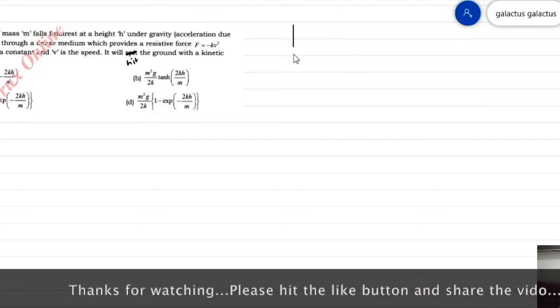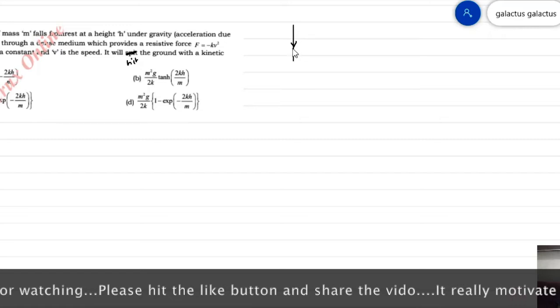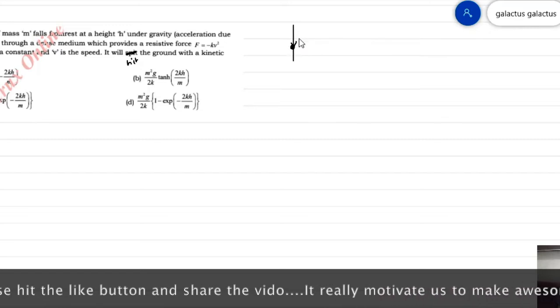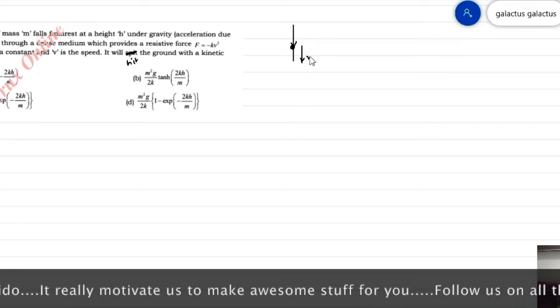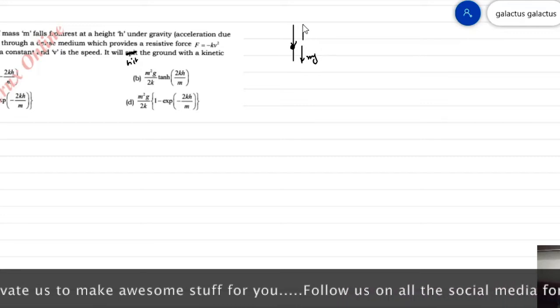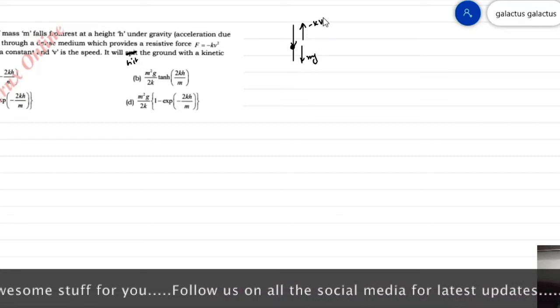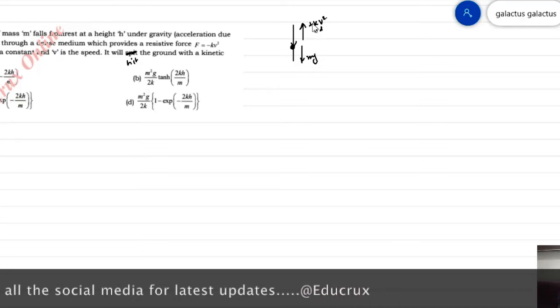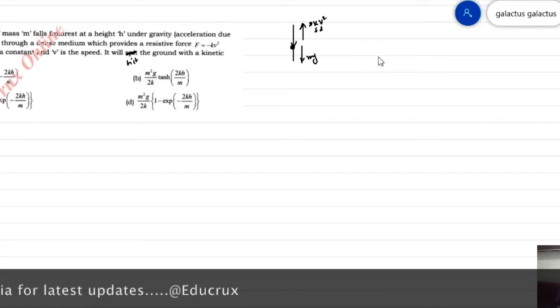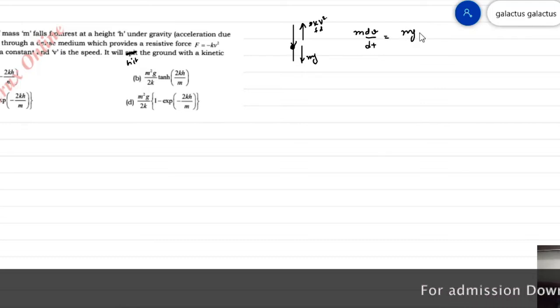So when the body is falling down, at any instant the forces experienced by the particle will be mg downward and minus kv square upward, that is the drag force upward. So when I write down the equation of motion, it will be m dv by dt is equal to mg minus kv square.